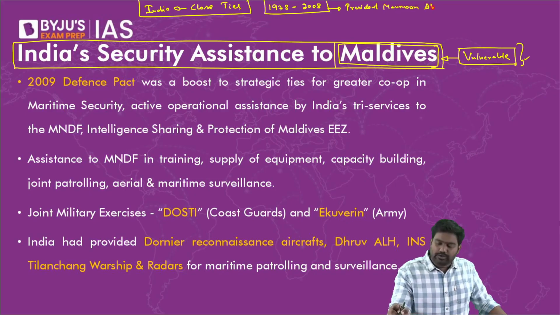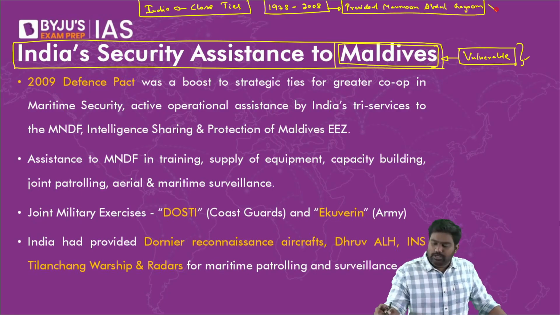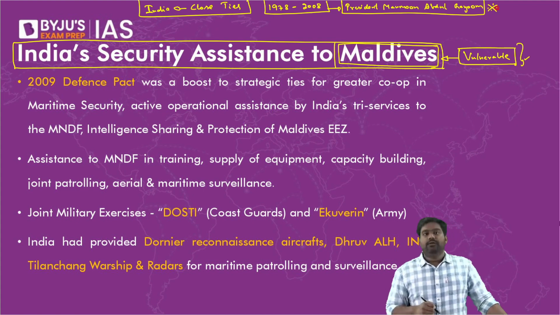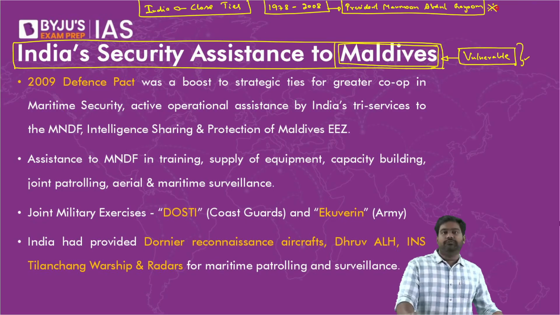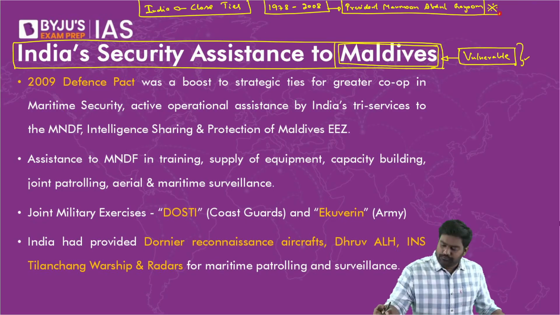Maumoon Abdul Gayoom, who ruled the country for 3 decades like an authoritarian leader. All right. But even though he was an authoritarian leader, there was no violation of human rights or fundamental rights in the country. And he was a very good friend of India. A very, very good friend of India.